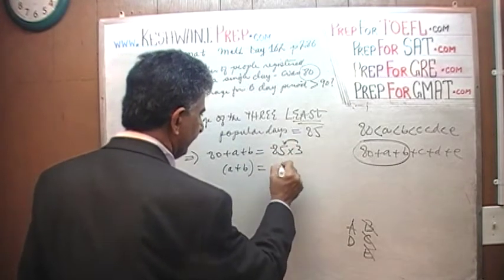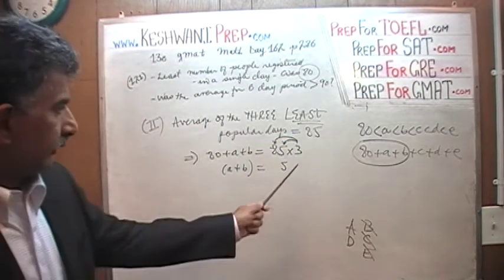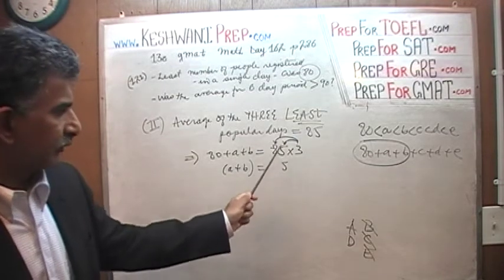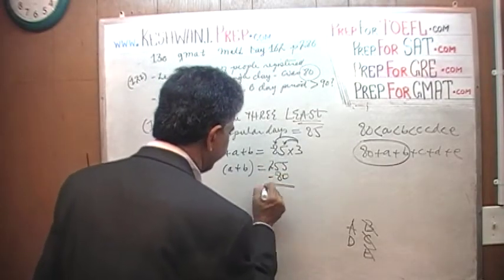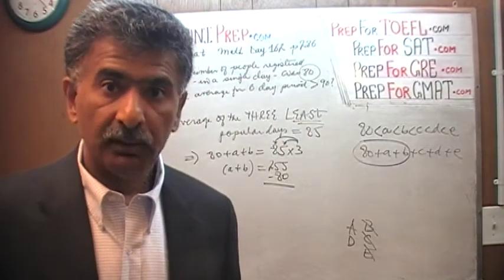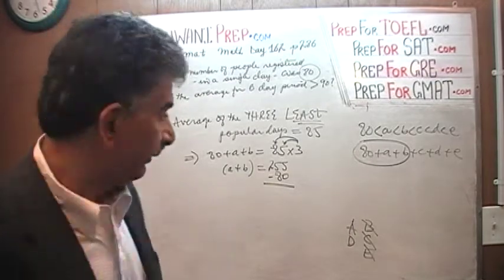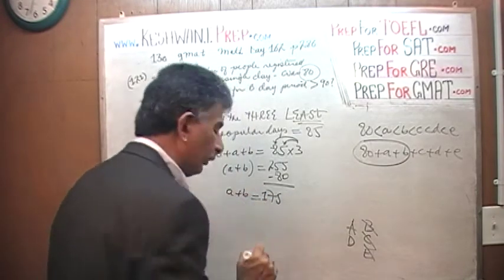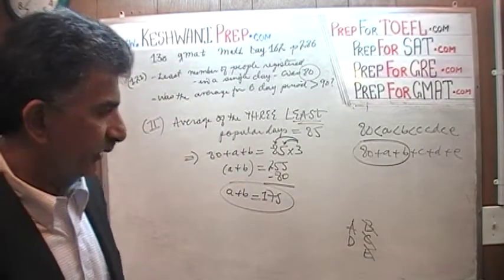3 5s are 15, 5, carry 1, 3 8s are 24, 24 plus 1 is 25. So 255 minus 80. We know 255 minus 100 is 155. Therefore, 255 minus 80 must be 175. So what the second statement tells us is that the sum of these two numbers is 175. We're going to put it in there and see what we arrive at, okay?